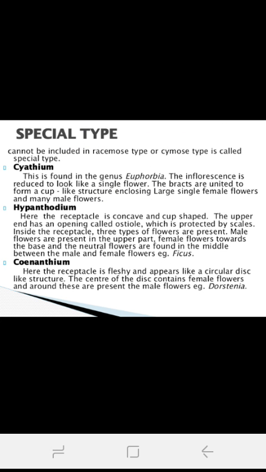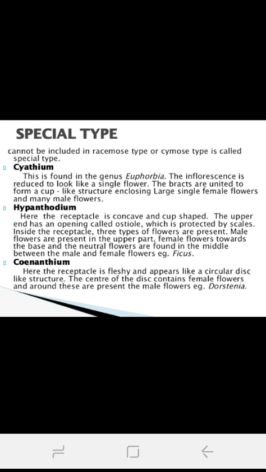Then the last category, special type of inflorescence. You cannot include them in cymose or racemose. This is the special type. The first one is cyathium inflorescence. Cyathium is a common inflorescence observed in Euphorbiaceae. Euphorbia is a typical example. The inflorescence is actually reduced to look like a single flower, and the bracts are all united forming a cup. Inside the cup you can see a central large female flower coming out and a number of male flowers attached on its wall. That is about a cyathium. It looks like a single flower.